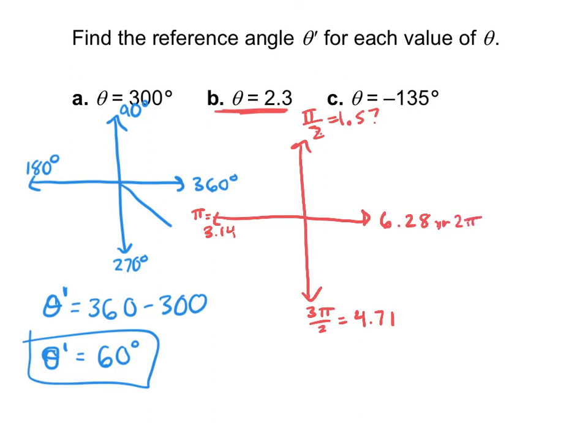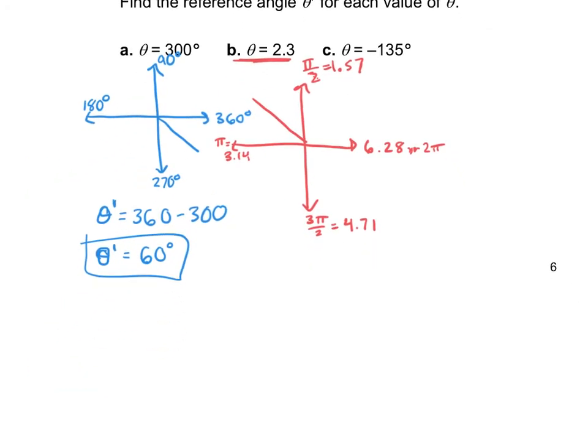All right, so which quadrant would this fall into? 2.3. What is that? Perfect. 2. It would be somewhere over here. So on the last page, we know something in quadrant 2, we do 180 minus our theta, but this is when we do degrees. So what is the radian equivalent to 180? Pi. So pi minus theta.